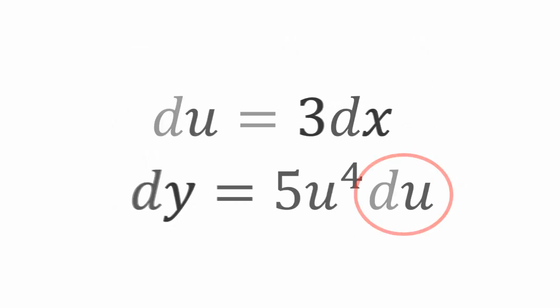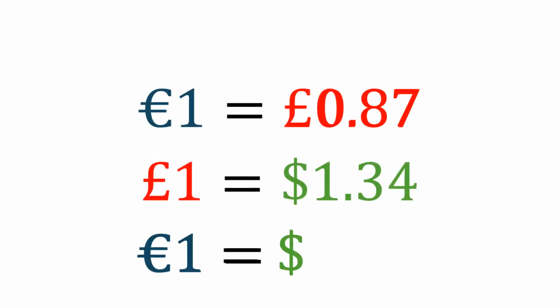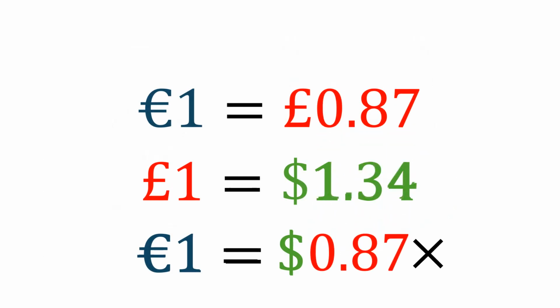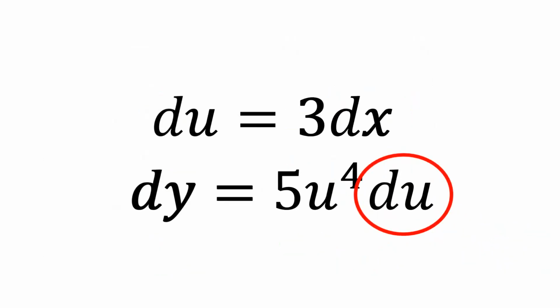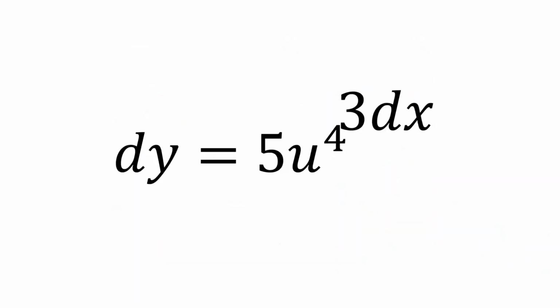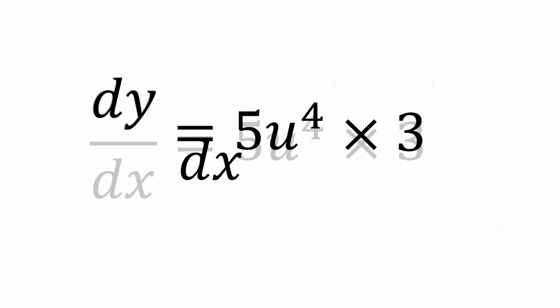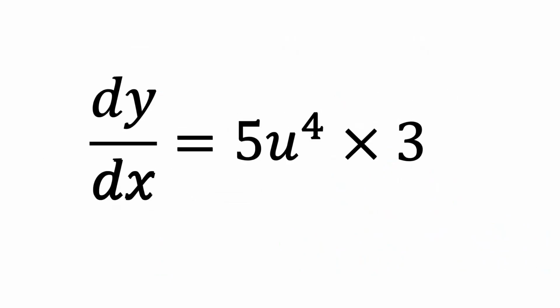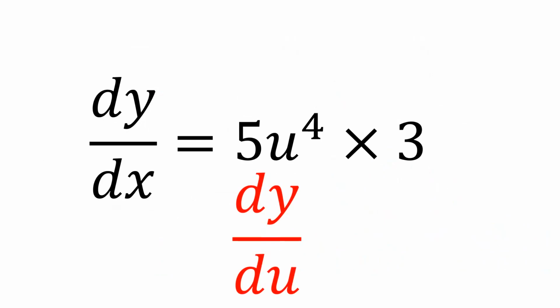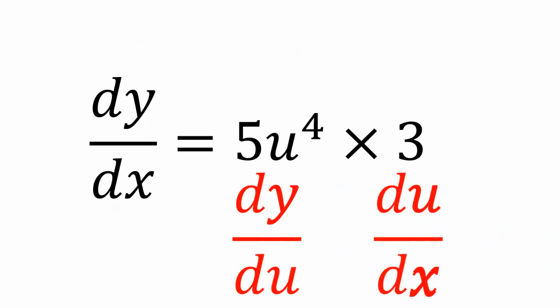This is the exact same process as before. Euros to pound sterling to American dollars. Right? So we can just replace the du here with 3dx. And there you go, dy over dx. And it does look like it cancels each other out. It does look like du and du will cancel each other out, which gives us dy over dx.